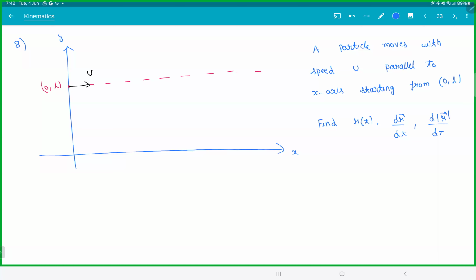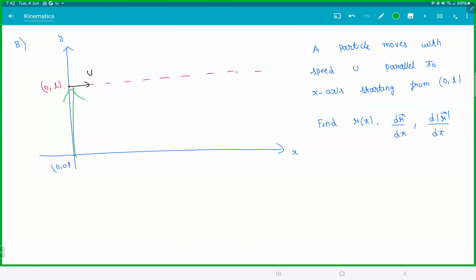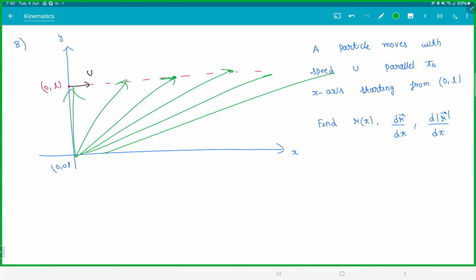I would have asked you the d mod r by dt directly. This is your origin. Now look at this. Even though it is going in a line, just try to see the position vector. Initially, this is the position vector. After some time, this is the position vector. When the particle is here, this is the position vector. Can you see what is happening to the position vector? It is becoming bigger and bigger. The vector size is increasing. So now d mod r by dt won't be 0.